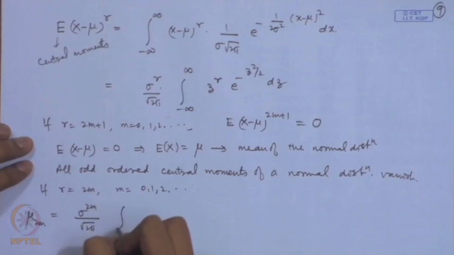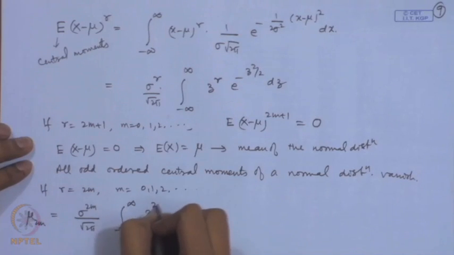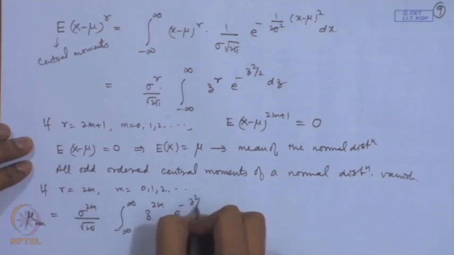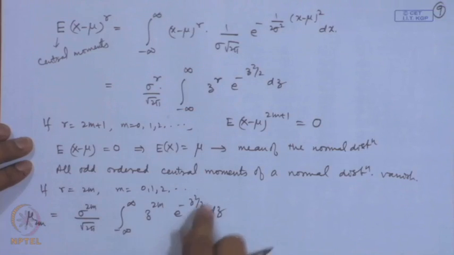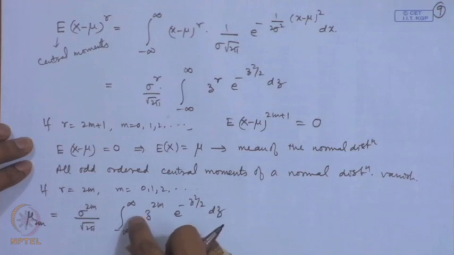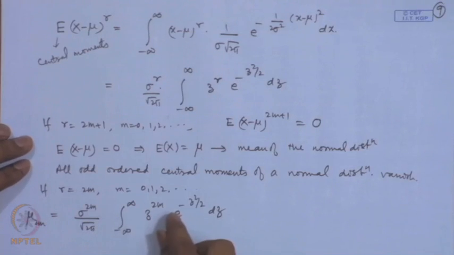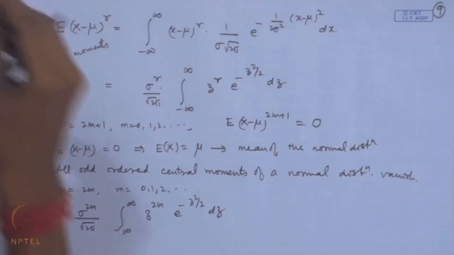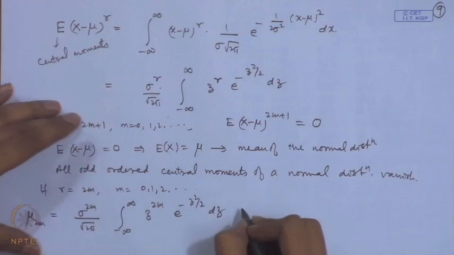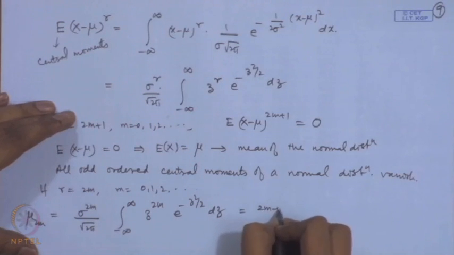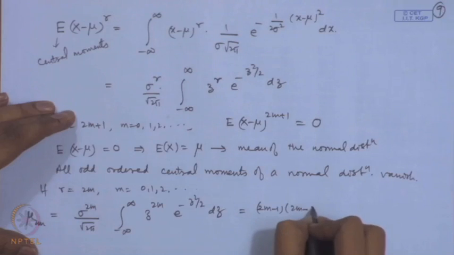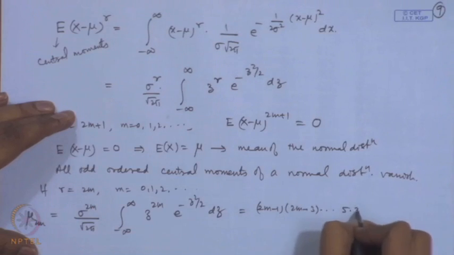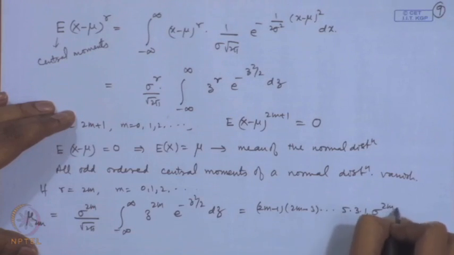1 by root 2 pi, integral from minus infinity to infinity, z to the power 2m e to the power minus z square by 2 dz. Now, you notice that this is an even function. So, you can make it 2 times this term and then again substitute z square by 2 as a new variable, and after simplification this term will be evaluated as equal to (2m minus 1)(2m minus 3) and so on, 5, 3, 1, sigma to the power 2m.